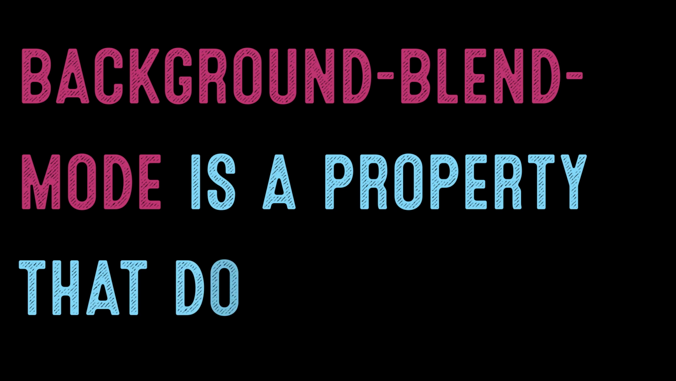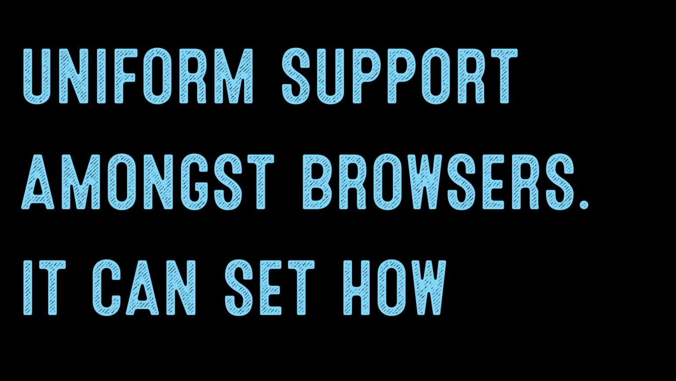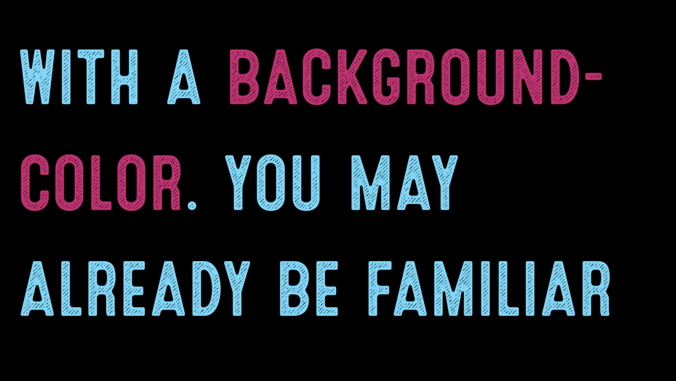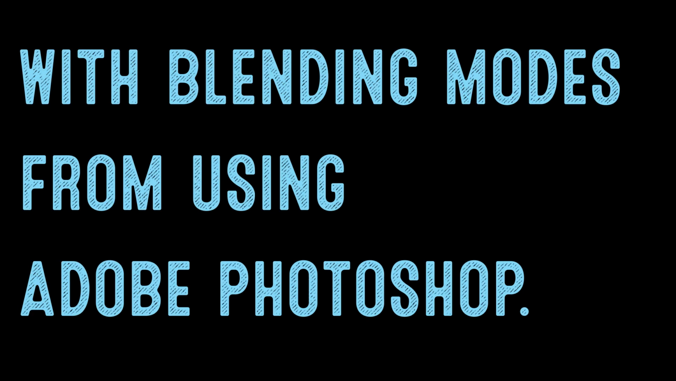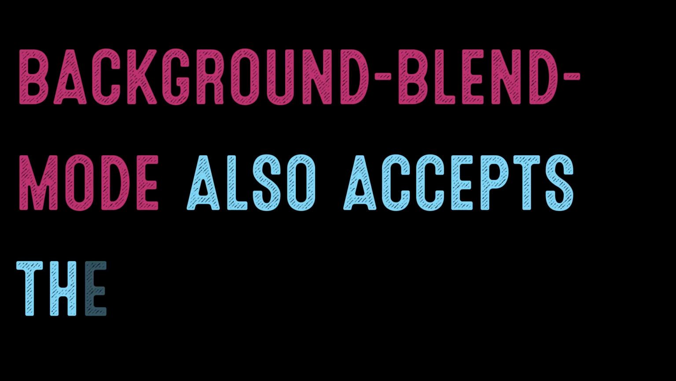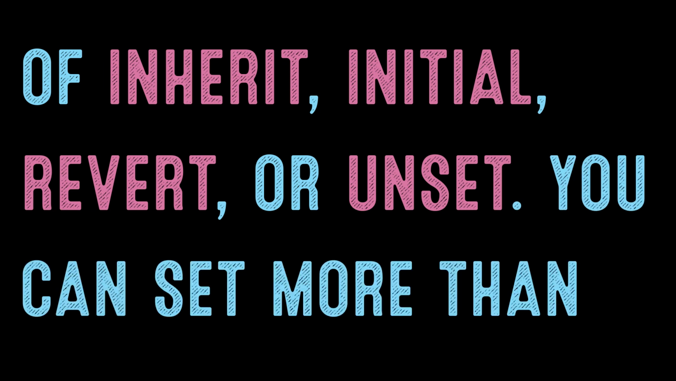Background blend mode is a property that does not have uniform support amongst browsers. It can set how a background image blends with another image or with a background color. You may already be familiar with blending modes from using Adobe Photoshop. Like other background properties, background blend mode also accepts the global values of inherit, initial, revert, and unset.